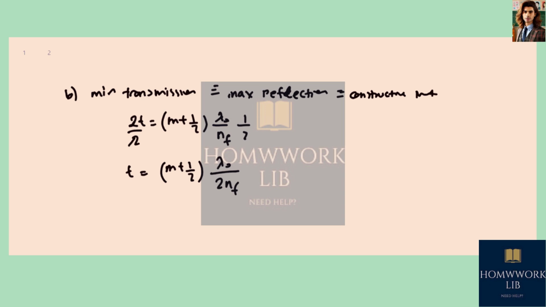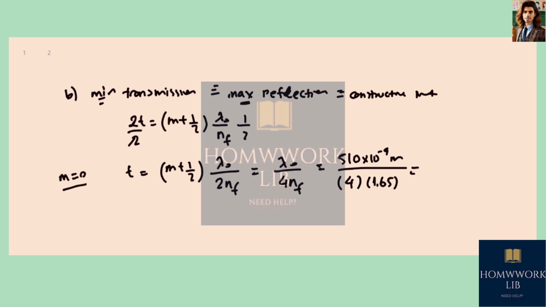Again, we're looking for the minimum thickness for minimum transmission. So then the minimum would be m equals 0. So then we have lambda naught over 4 times the index of refraction of the film. That equals 510 times 10 to the power negative 9 meters divided by 4 times 1.65. Then our answer would be 77.27 nanometers.